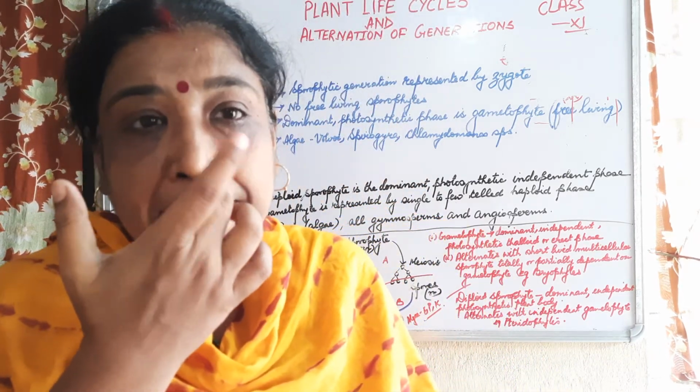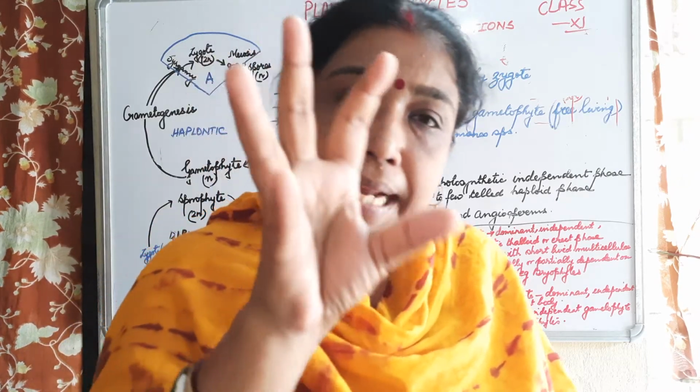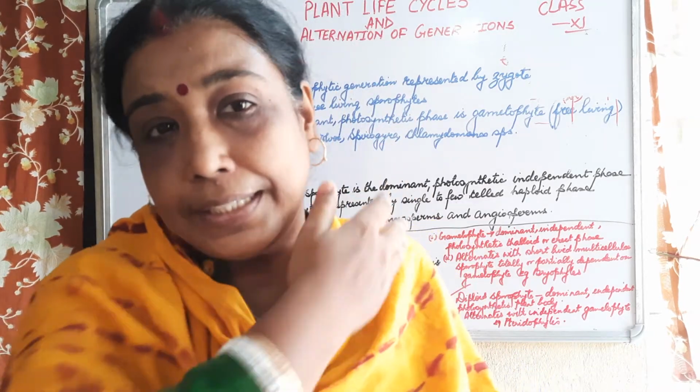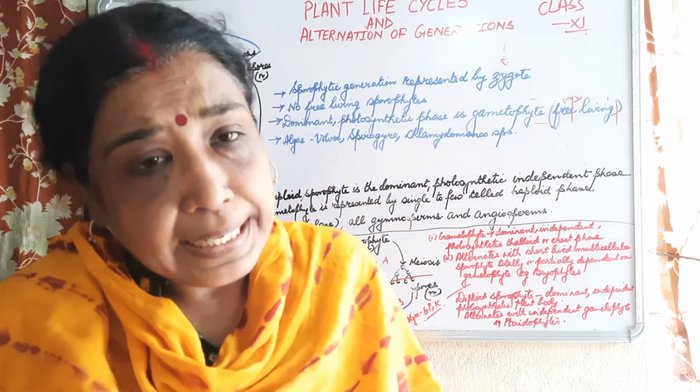So in which phase is most of the time spent? That is in the gametophytic phase. We will see how it is dominating over the sporophyte. So that life cycle is known as haplontic. First let us see the haplontic.